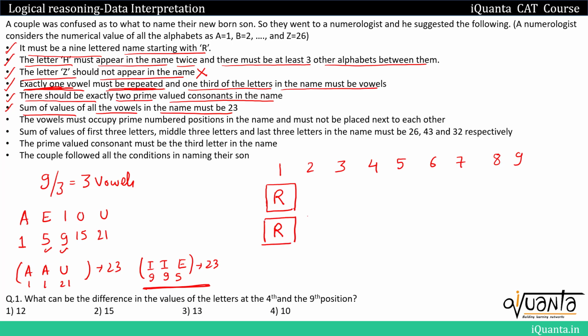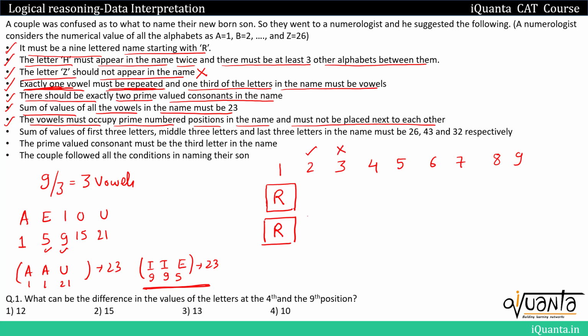R will be the first word. But now we do not know where to put the vowels, their exact position. So we'll be reading the next clue. The vowels must occupy prime numbered positions in the name and must not be placed next to each other. So that means they are occupying prime numbered positions in the name and they should not be placed next to each other. So if I put a vowel at 2, I cannot put a vowel at 3.